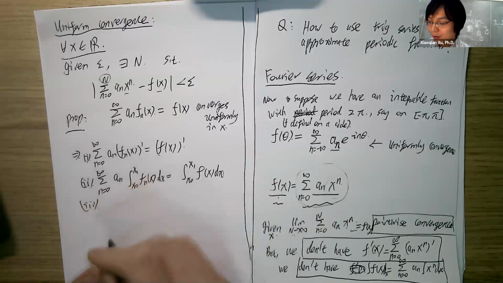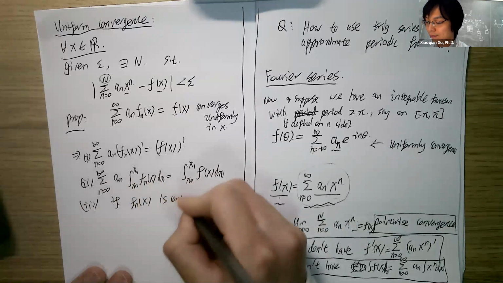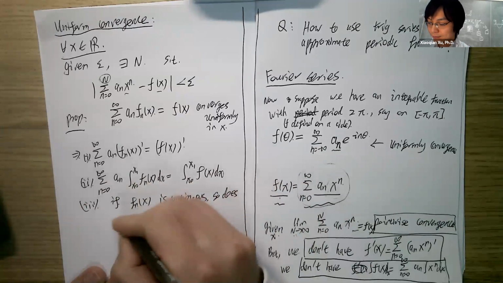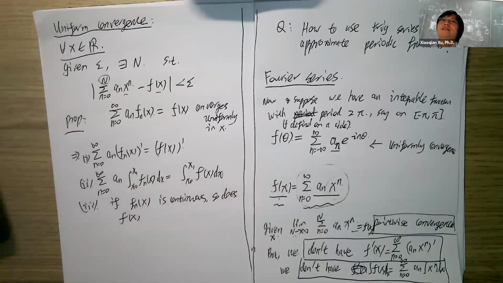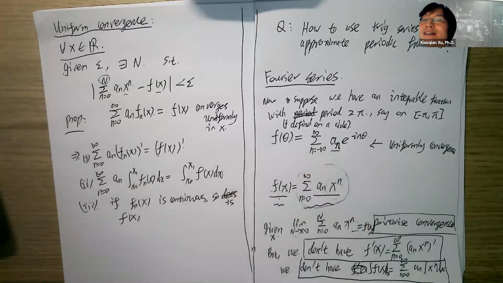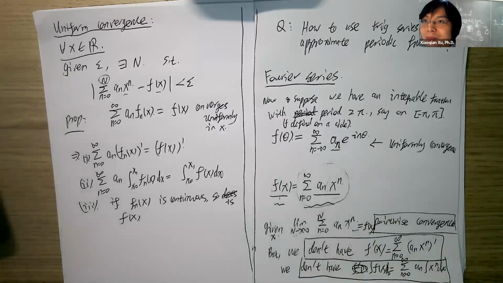And of course, if f_n(x) is continuous, so is f(x). f(x) is also continuous. Which means uniform convergence is really, really nice. You can really treat f(x) as some polynomial or as some trigonometric function. Okay?